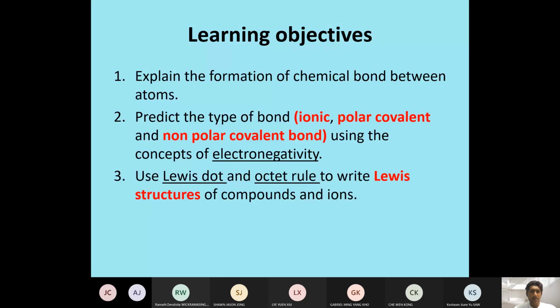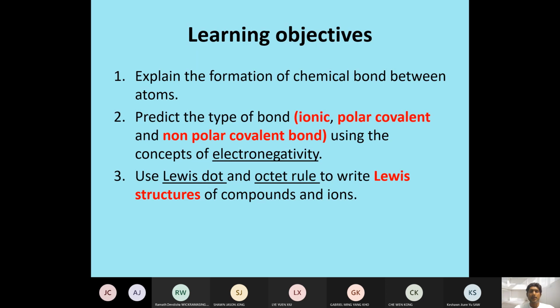And then our third learning objective is the Lewis dot and octet rule, which we will be looking at. And Lewis dot is very interesting and innovative. Of course, Lewis is innovative. So it's a very interesting and convenient way of looking at the electron configuration for different types of atoms. And because of these Lewis dots, it gives us a good sense of what type of bond these elements or atoms are supposed to form.